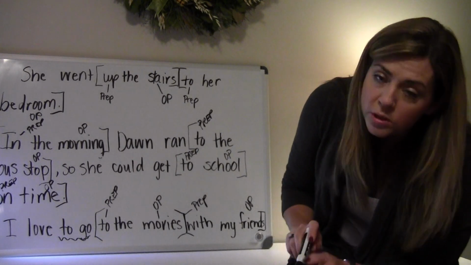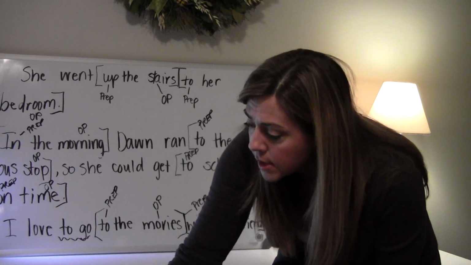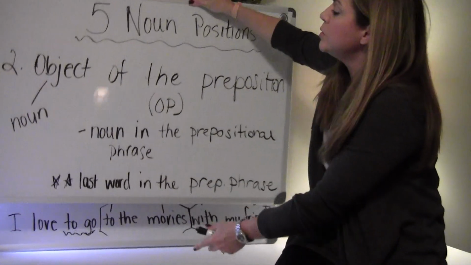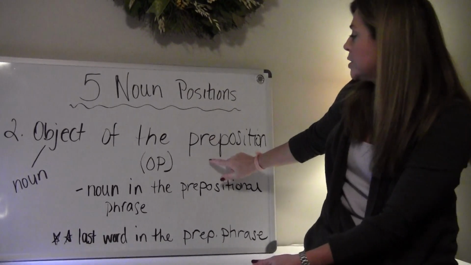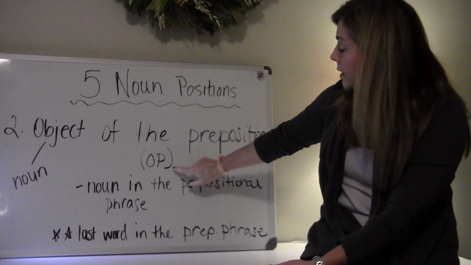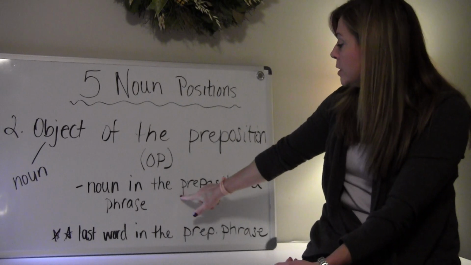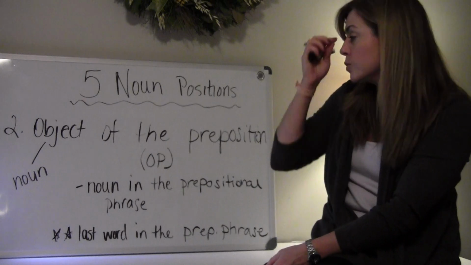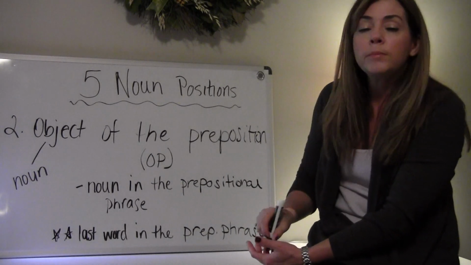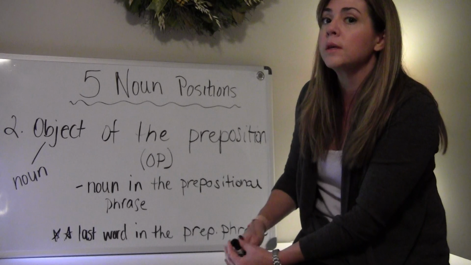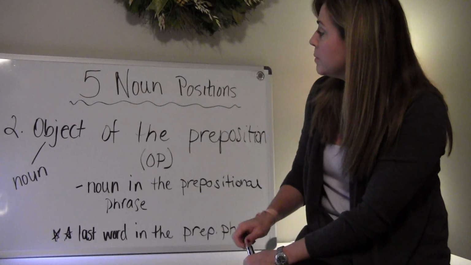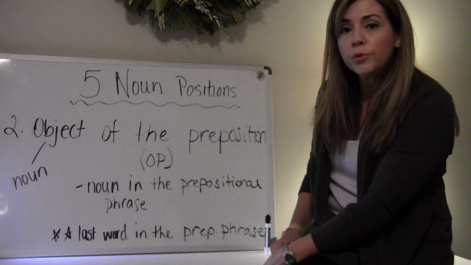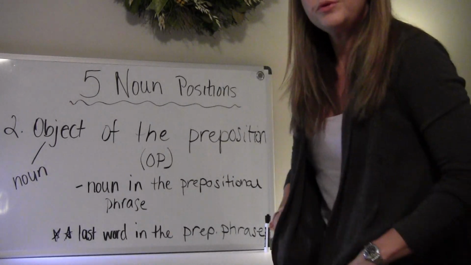So we'll take a look one more time at that board that tells us our noun position. The second one that we want to learn this week is object of the preposition, or the OP. That's your abbreviation. It's the noun in the prepositional phrase, and it's the last word in the prepositional phrase. Try and remember that, and really make sure you take a look at those prepositions and start to memorize as many as you can so that they're easier to pull out. We'll do more practice, get some work on Edmodo as well as Kia.